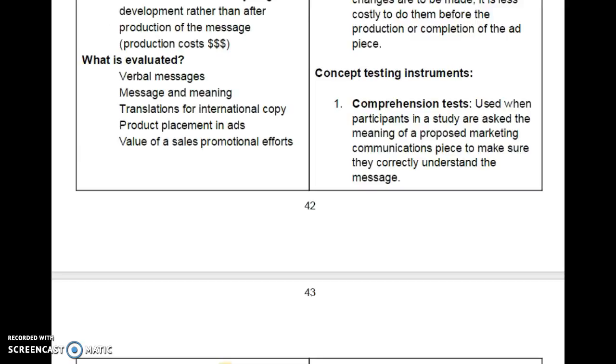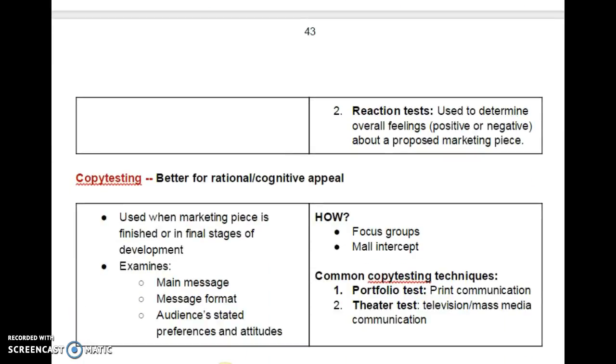Concept testing instruments. Comprehension tests are used when participants in a study are asked the meaning of a proposed marketing communications piece to make sure they correctly understand the message. Reaction tests are used to determine overall feeling, positive or negative, about a proposed marketing piece.